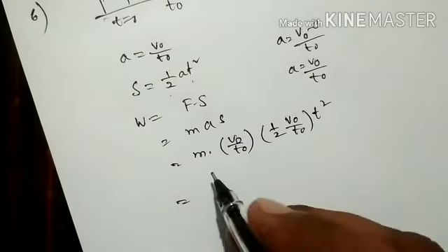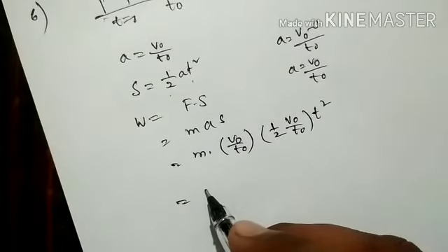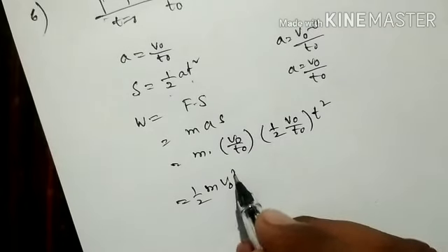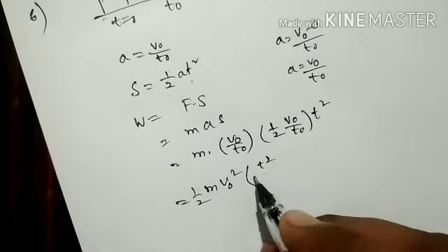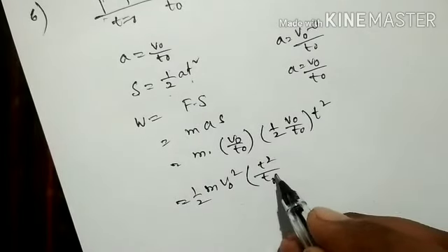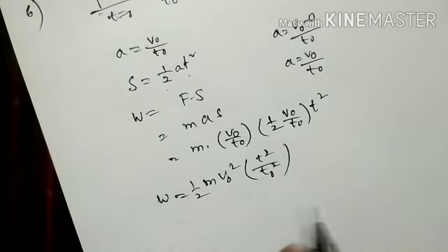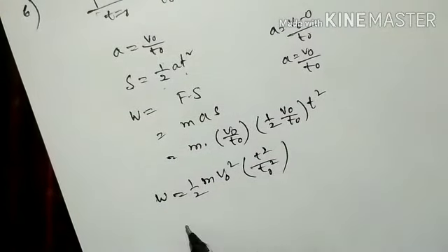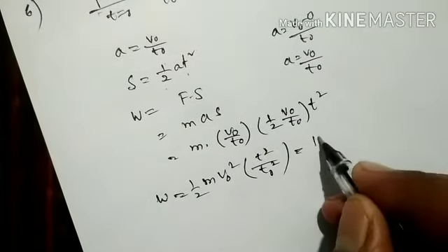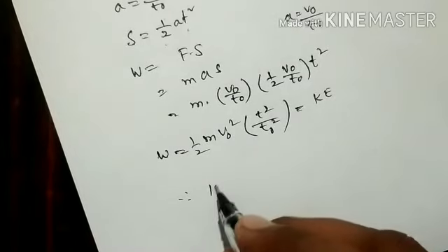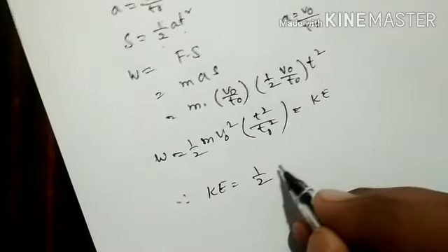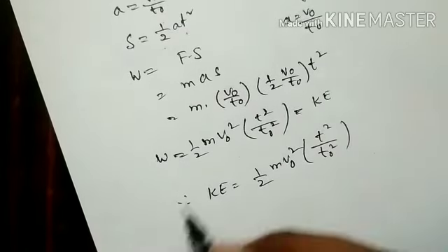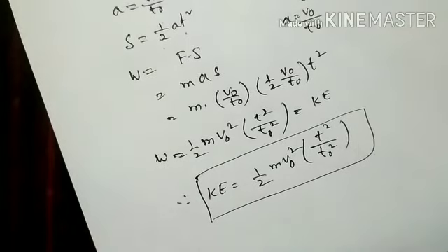Now work done is m into half of m into v0 square by t0 square, times t square. This work done is nothing but kinetic energy. What is the question asked? What is the kinetic energy of this body after t seconds? So this work done is represented as kinetic energy. Therefore kinetic energy of the body is equal to half of m v0 square t square by t0 square. So this is one formula.